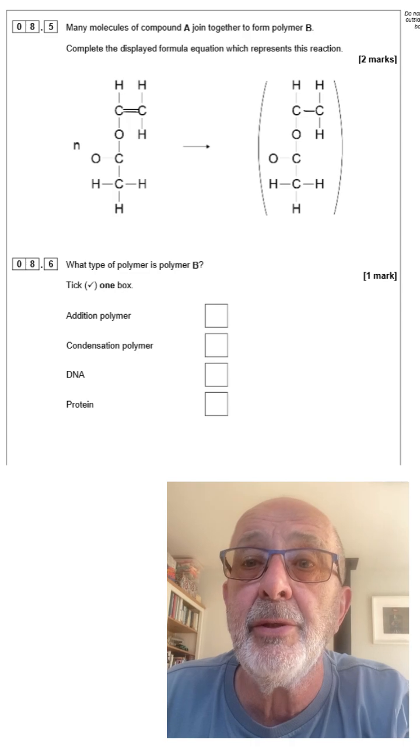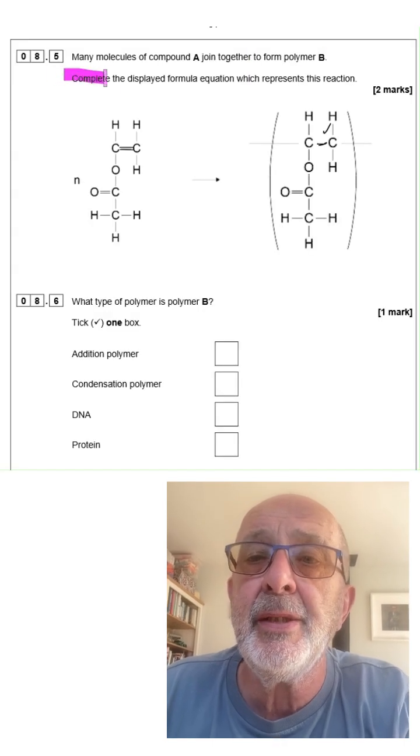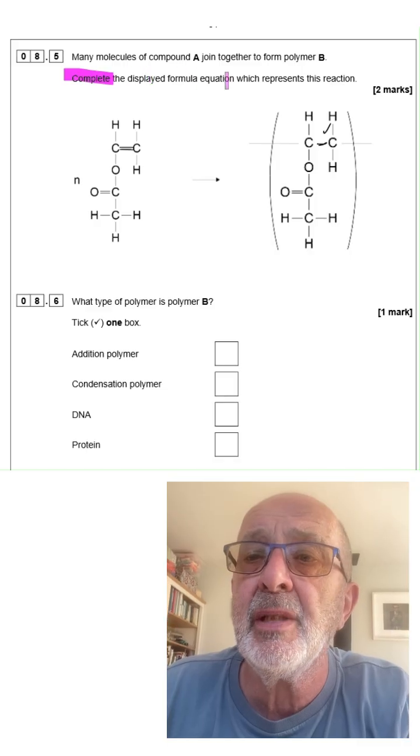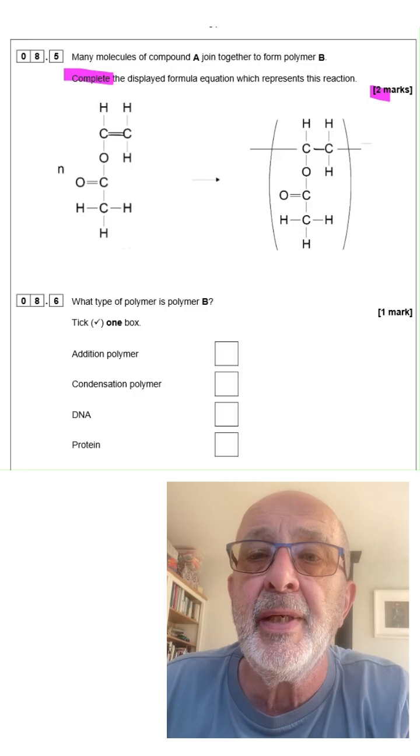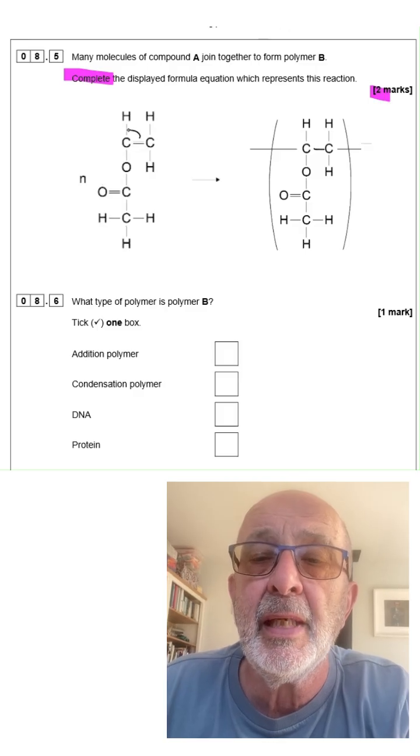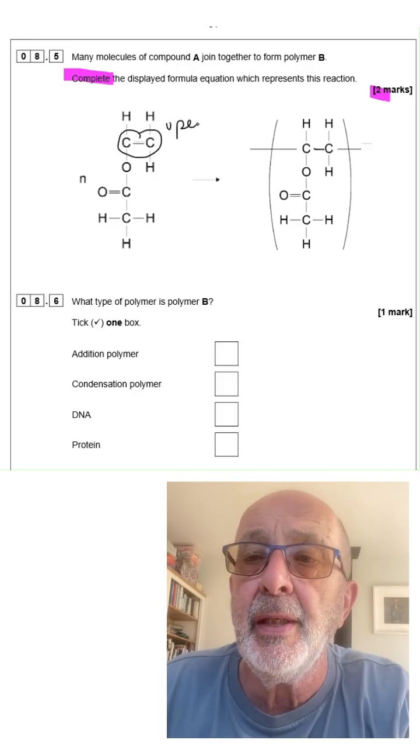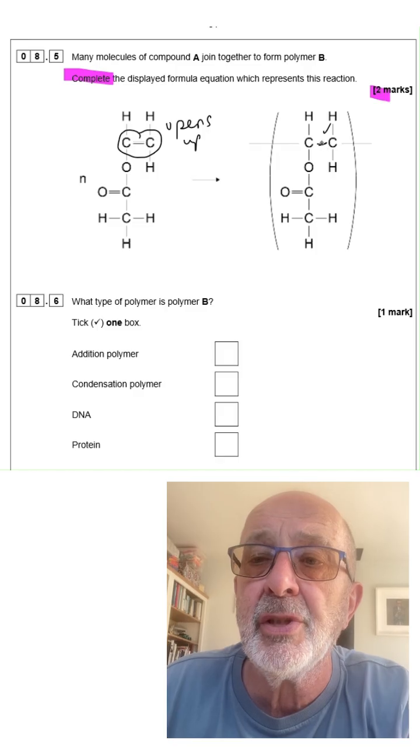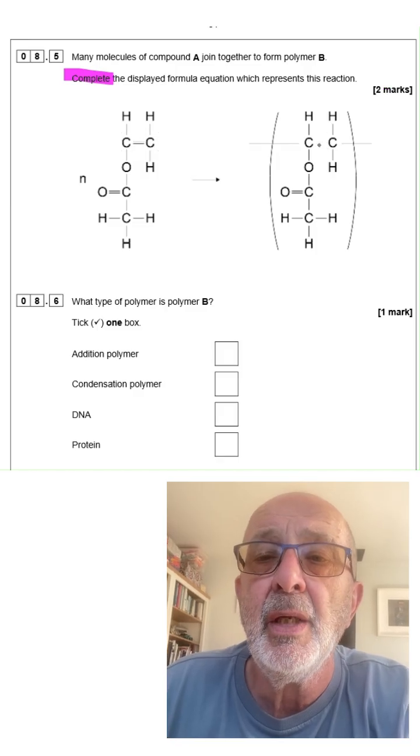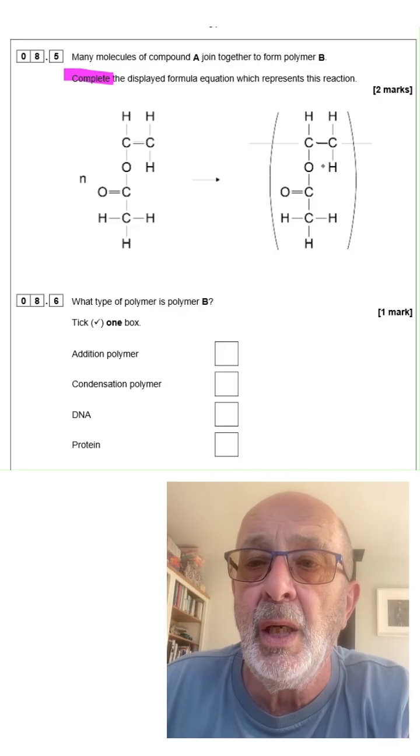8.5. Many molecules of compound A join together to form polymer B. Complete the displayed formula equation which represents the reaction for 2 marks, beg your pardon. Well, look, there's a carbon-carbon double bond, and that opens up in polymerization, and you end up with a single bond, and then you get those 2 half bonds sticking out the side of the brackets. So that double bond becomes a single bond for 1 mark.